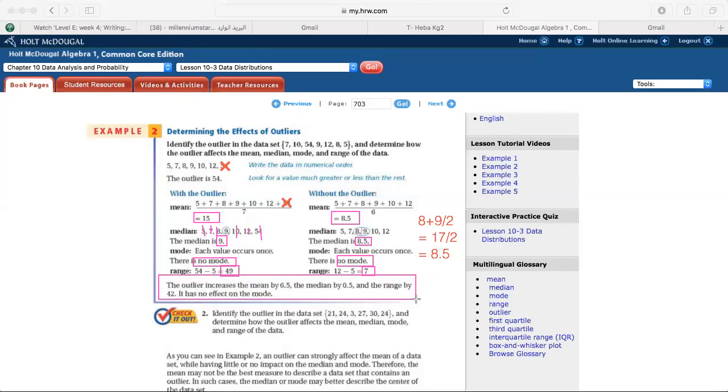This sentence, you have to know how to write it in this form. The outlier increases the mean by, because all the values with the outlier are more than the values without the outlier. Okay, so what you're going to do, you're going here to subtract the two numbers. Subtract the two numbers. Not here, here. Subtract, subtract, and subtract.